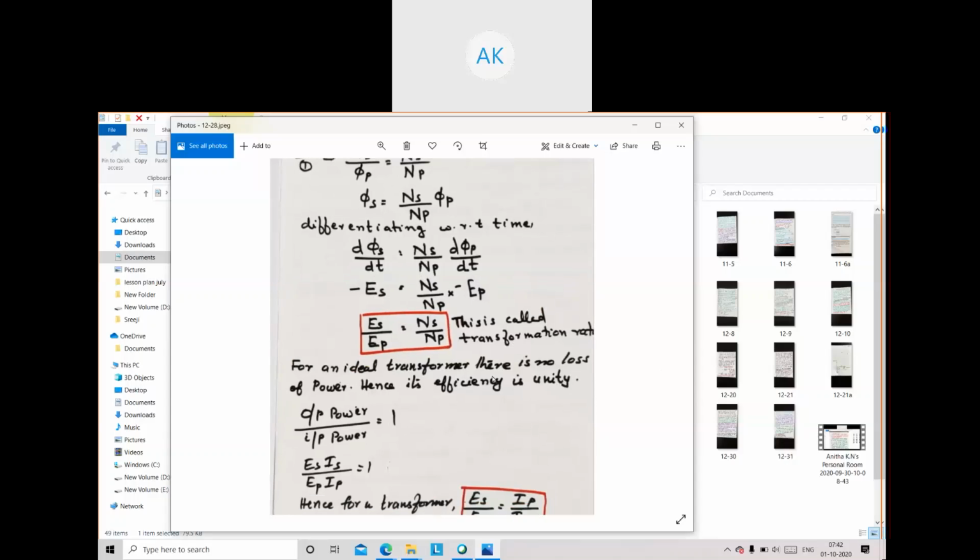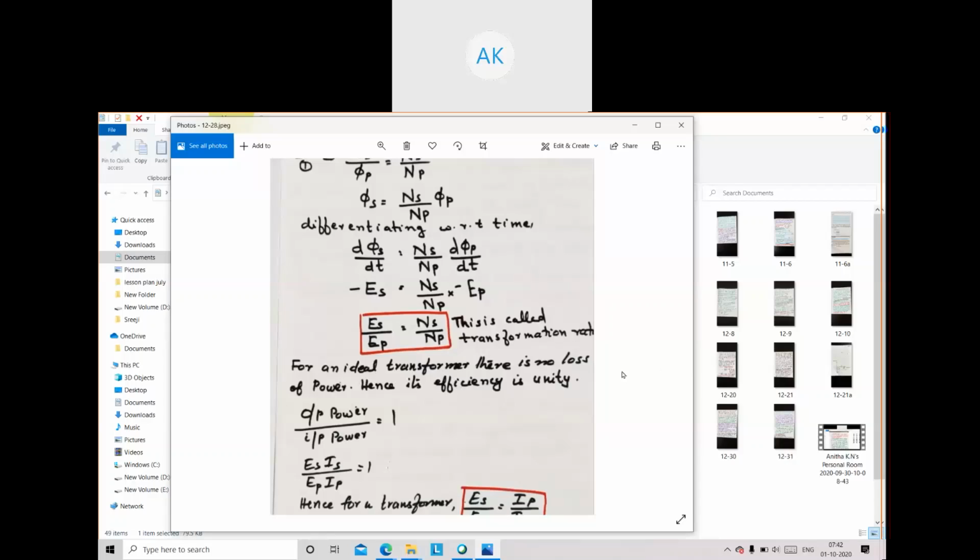Then, for an ideal transformer, there is no loss of power, hence its efficiency will be unity. But an ideal transformer is very difficult to get, because in all transformers, different types of power loss are there.